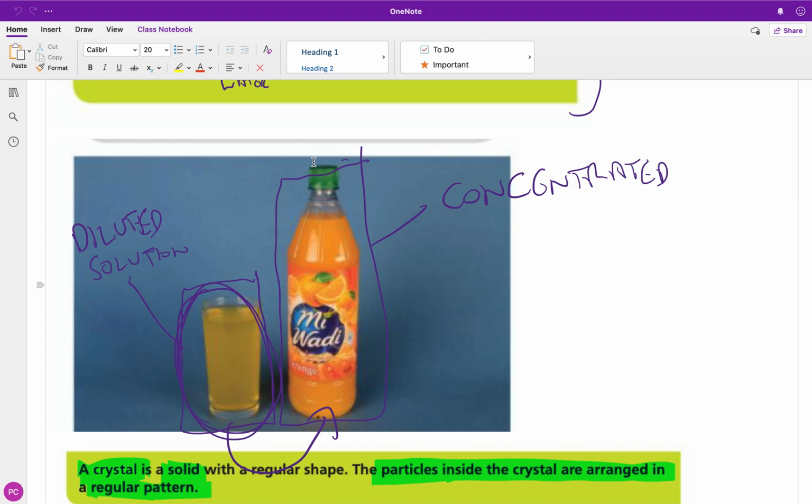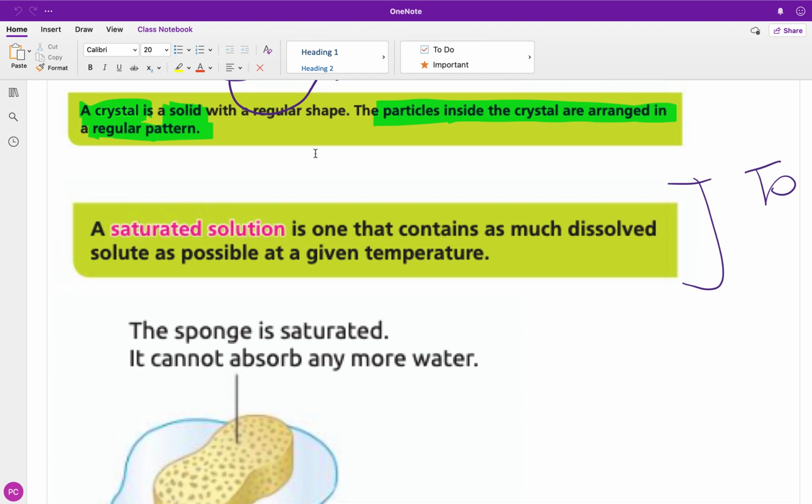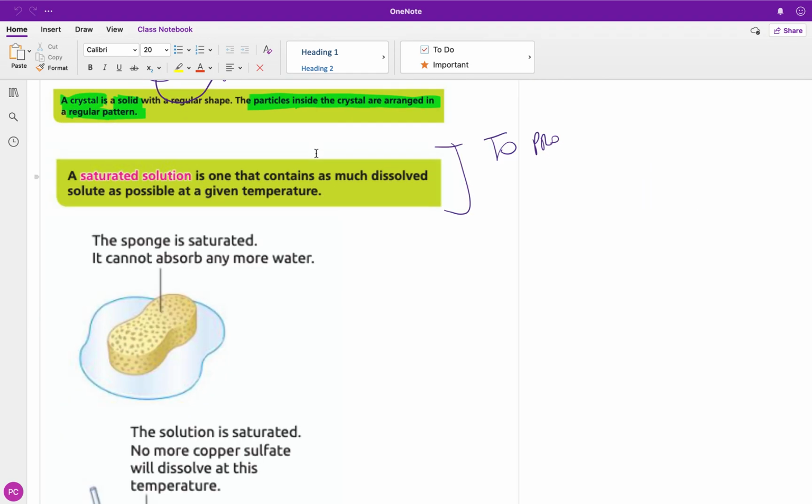The last type of solution, so we have a dilute one, a concentrated one, and this is what I was trying to get you to make. So this one here, and this is why you do it, just make it a bit smaller, to produce crystals. What I was trying to get you to do was make a saturated solution.